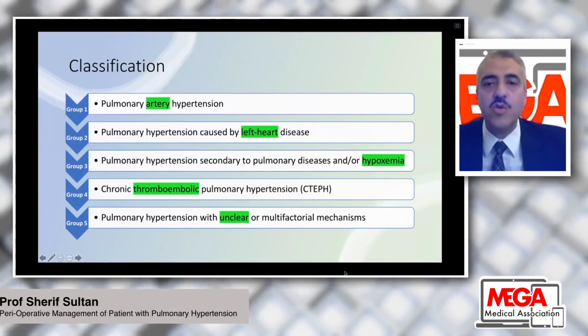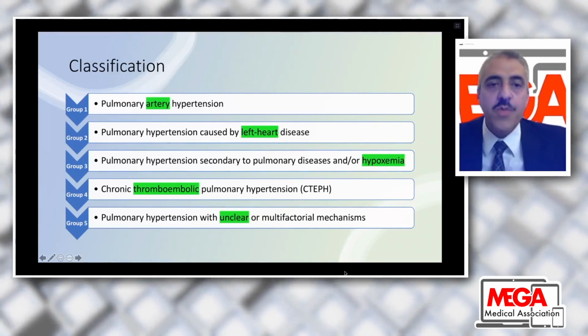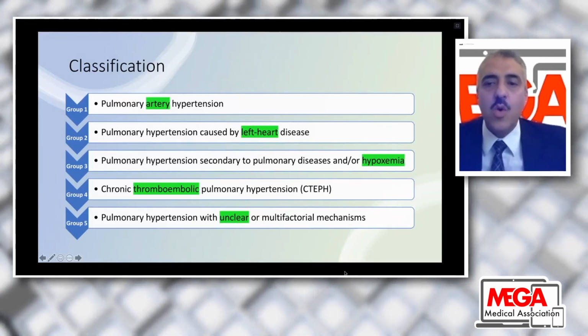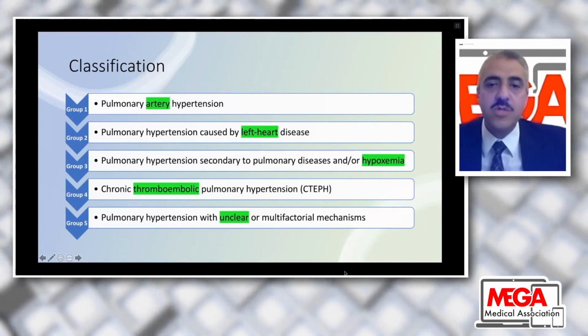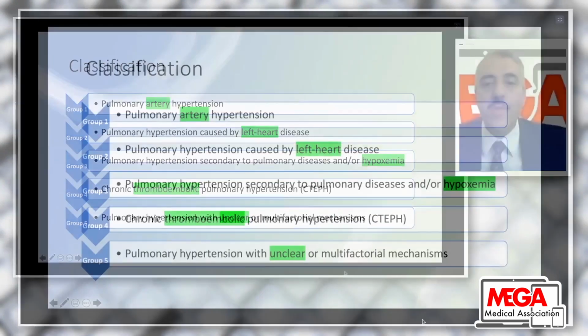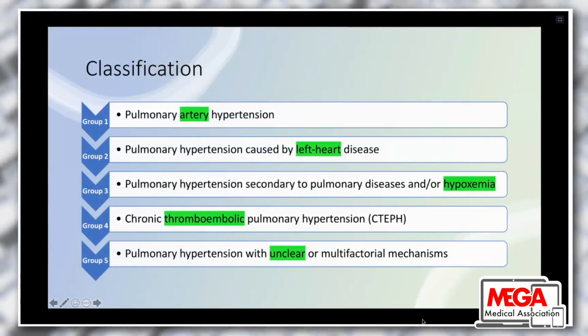Group 2 is pulmonary hypertension caused by left heart disease. Group 3 is pulmonary hypertension secondary to pulmonary disease, hypoxemia, or respiratory disease in general. Group 4 is chronic thromboembolic pulmonary hypertension, or pulmonary hypertension after pulmonary embolism. And group 5 is pulmonary hypertension with unclear or multifactorial mechanisms.